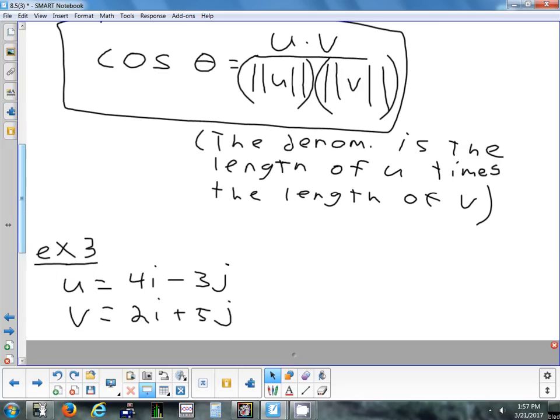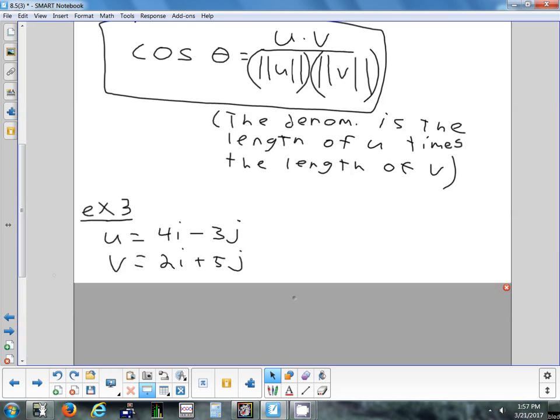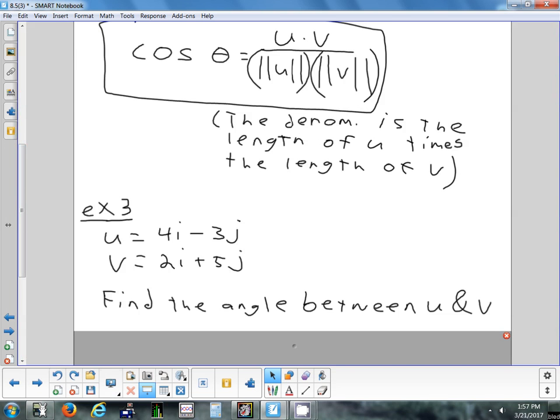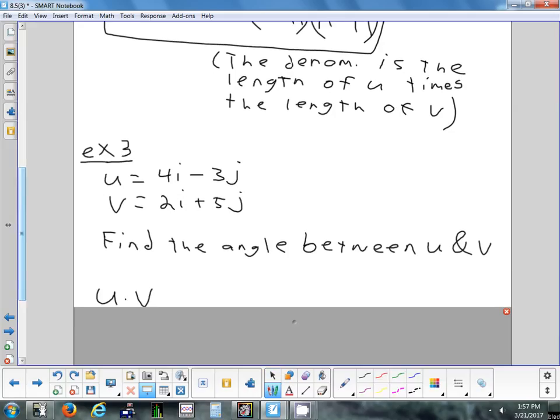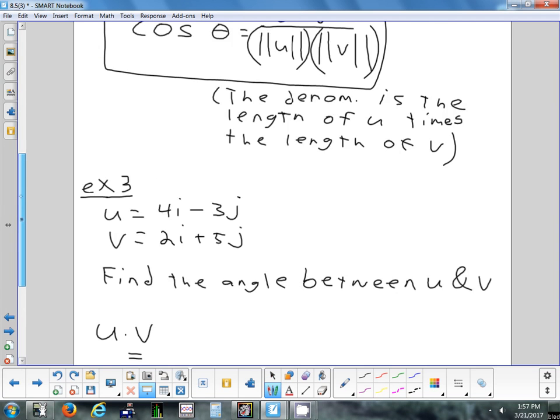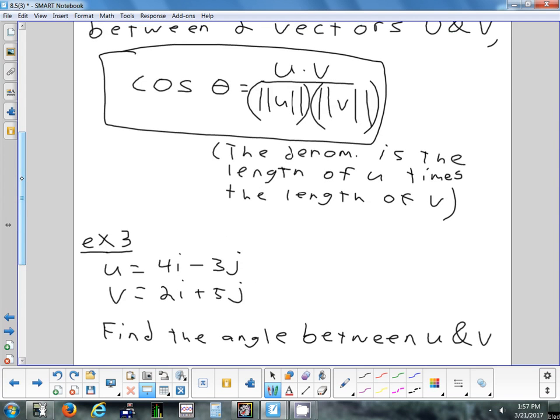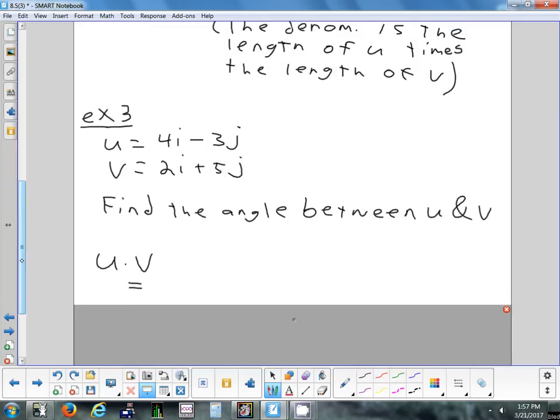All right, so I've got two vectors, 4i minus 3j and 2i plus 5j, and I want to find the angle between them. Let's start by finding the dot product, because that's going to be my numerator. Then we'll find the length of u and the length of v. John, what's going to be the first two things I multiply when I do the dot product? 4 times 2. Yep, 4 times 2.